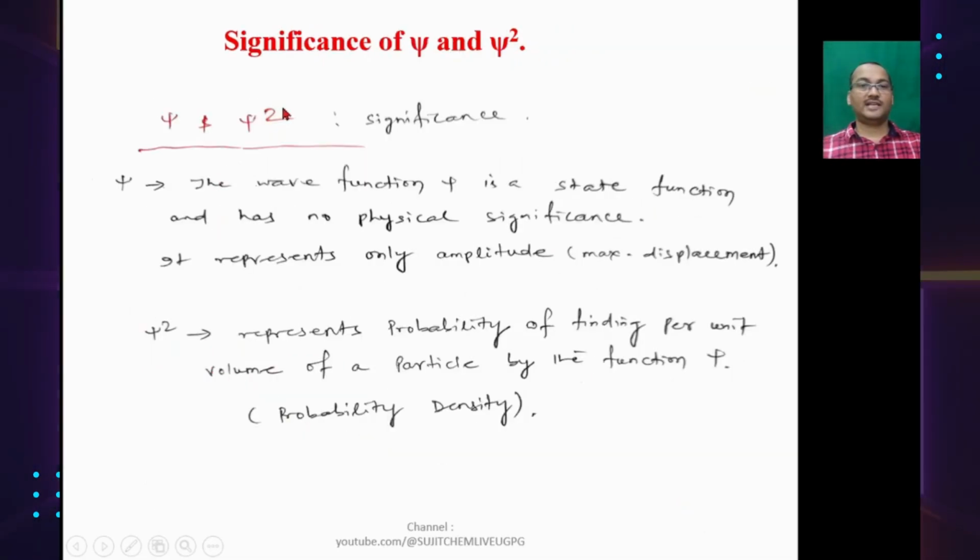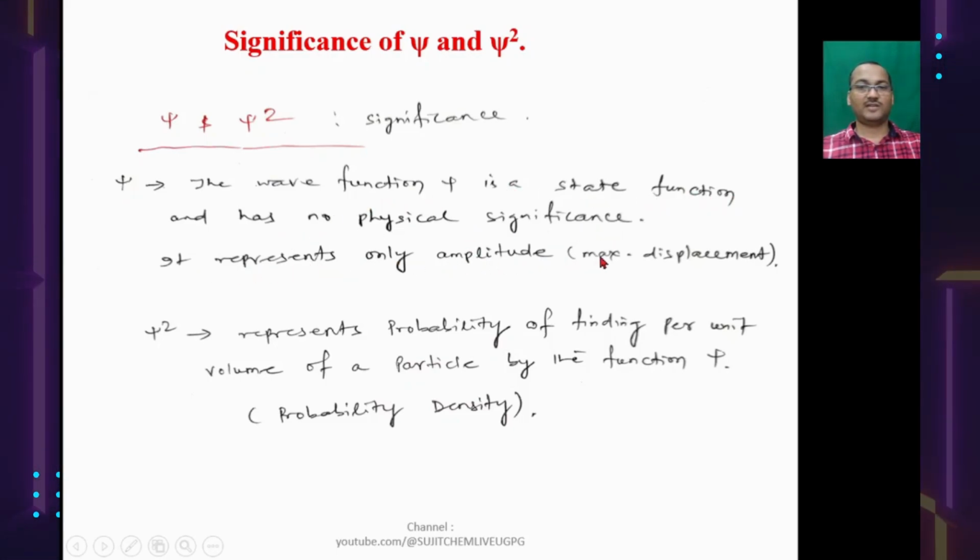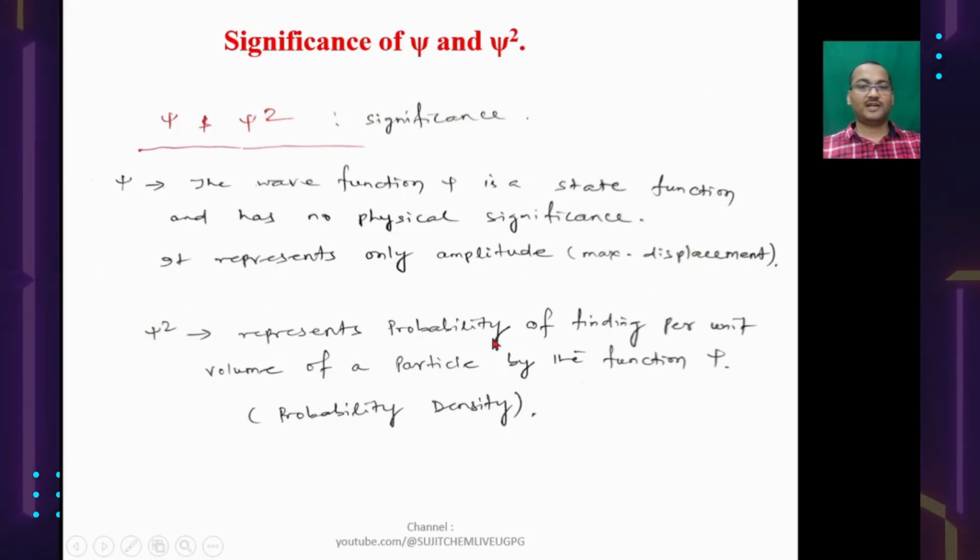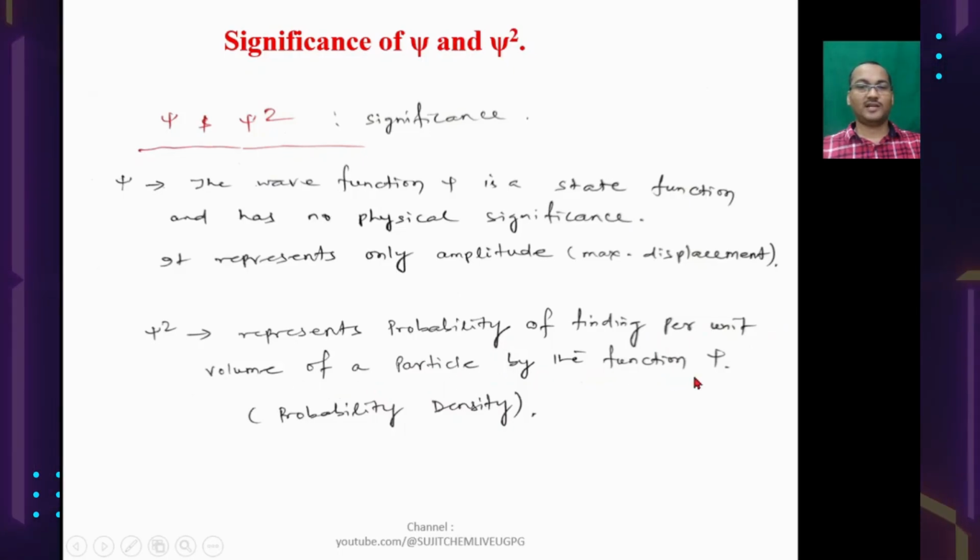The next is the significance of psi and psi square. Psi is the wave function, the state function, and has no physical significance. It represents only amplitude, that is, maximum displacement. Similarly, psi square represents the probability of finding a particle per unit volume by the function psi, that is, probability density.